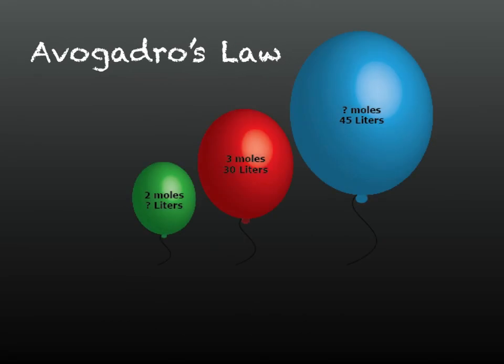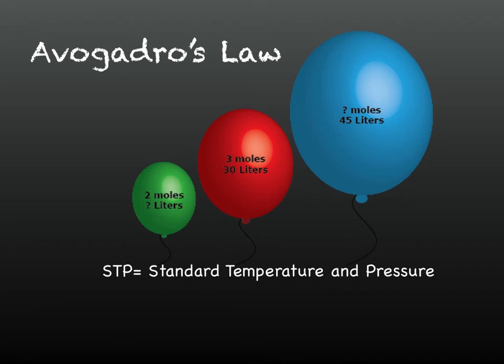Avogadro's law is stated at STP, so standard temperature and pressure. We have to be able to keep the variables of temperature and pressure constant in order for this law to apply. This is 22.4 liters of any gas is equal to 1 mole at standard temperature and pressure. Standard temperature is 0 degrees Celsius. Standard pressure is 1 atmosphere.